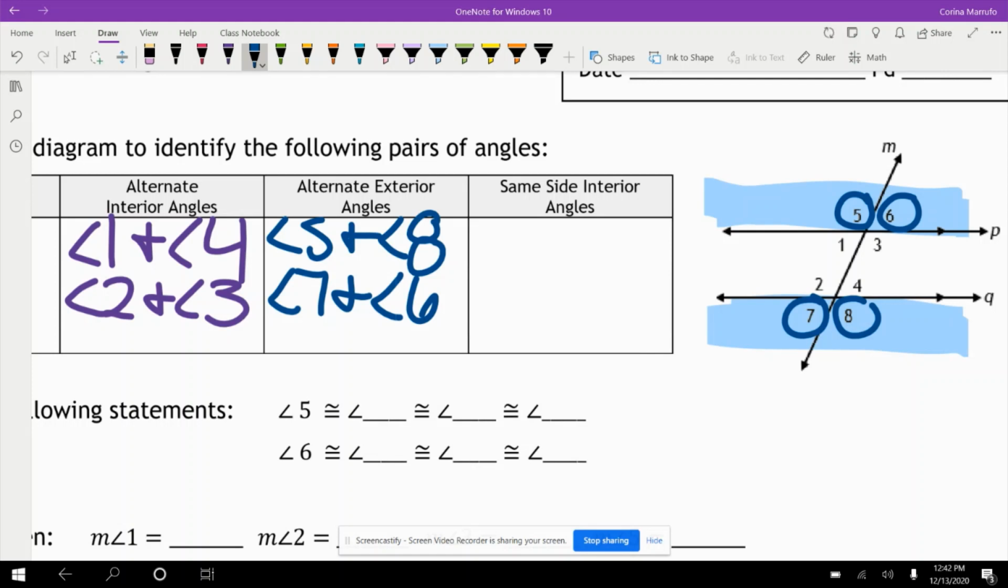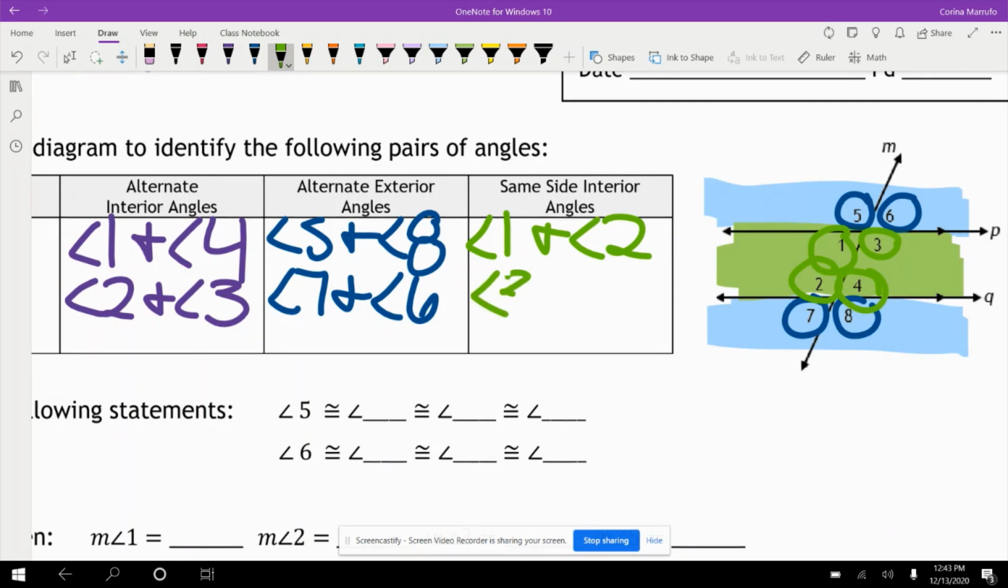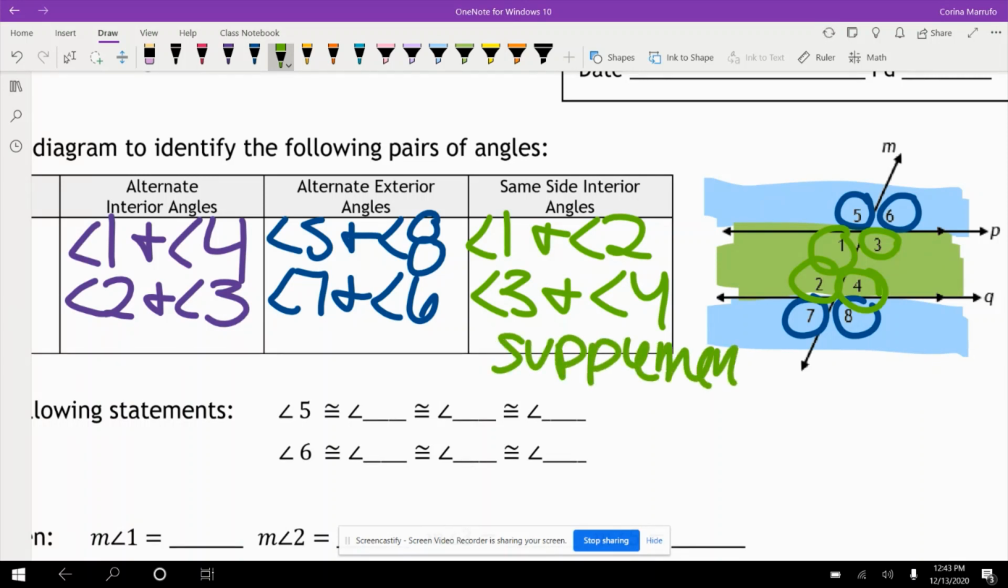Okay. And then the last is same side interior. So this is inside. Okay. And the ones that are on the same side, so 1 and 2 are considered same side interior. So angle 1 and angle 2. And angle 3 and angle 4. And so remember, same side interior angles are supplementary, which means that they add up to 180 degrees.